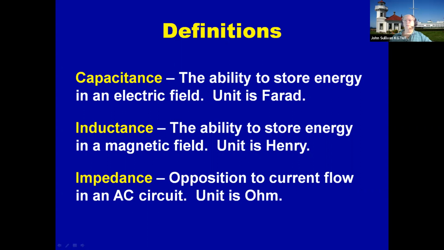Impedance is opposition to the current flow in an alternating current circuit. So it's like resistance, but this impedance is only in an AC circuit. And its unit, just like resistance, is the ohm, Greek letter omega. Any questions before we get into the question pool portion?